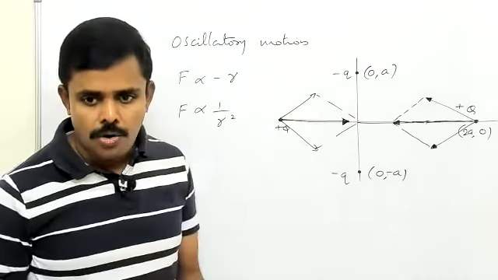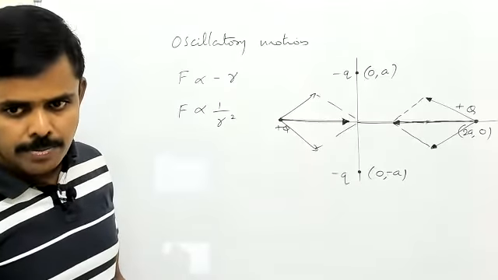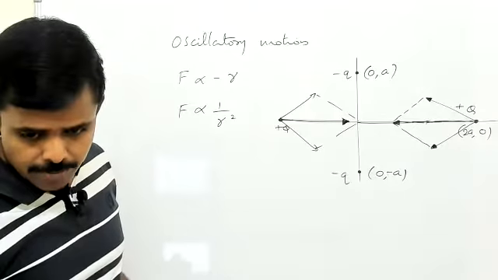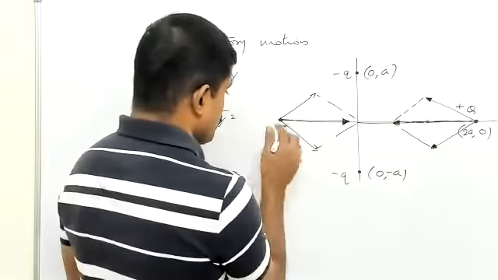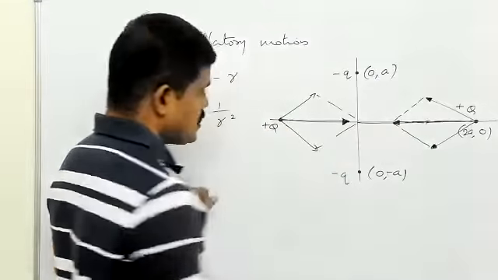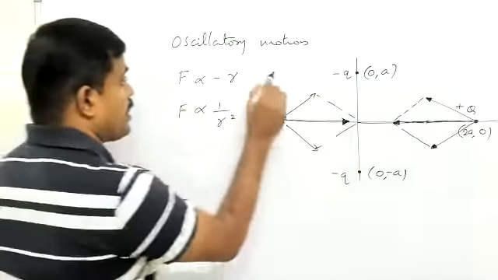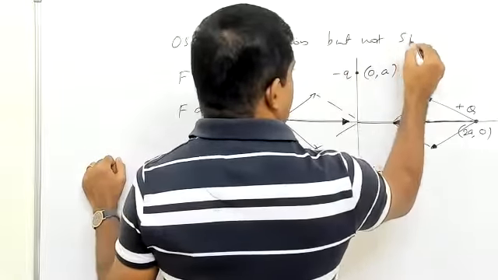So this is oscillatory motion, which should be plus minus q. No, they say it is plus q. A positive charge capital Q is released from rest. This is plus q only. Okay, that is given in the question. So this is oscillatory motion, but not simple harmonic.